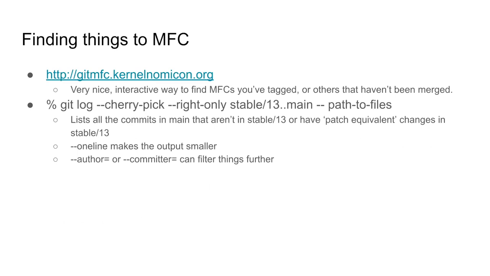Now, there are two ways that people go about merging. One is they make the changes to current and say, it's been a while since I've merged. Let me go find changes. And there's two ways that you can find changes. There's actually a lot of ways, but the two I'm going to talk about are the kernelnomicon.org website that has existed for a while.